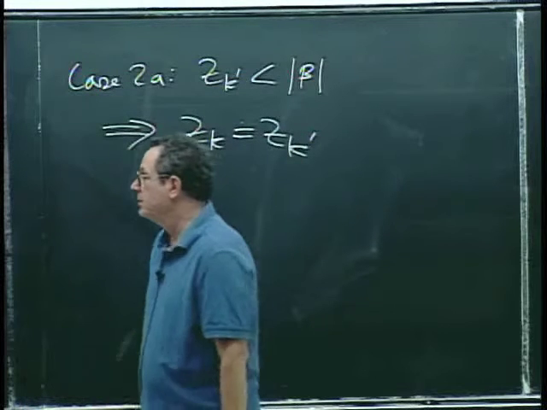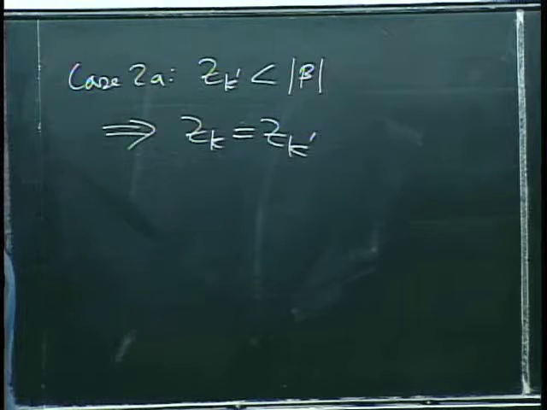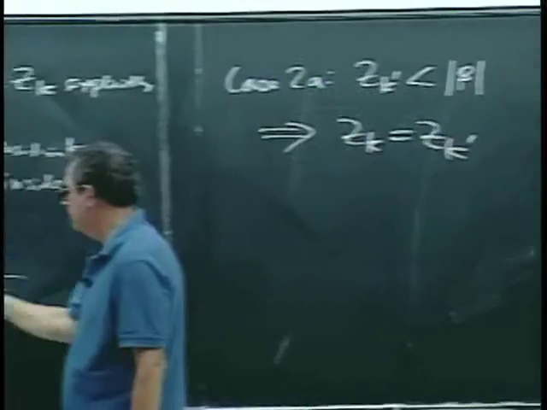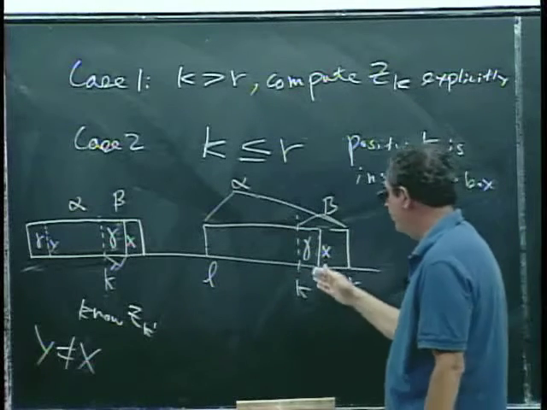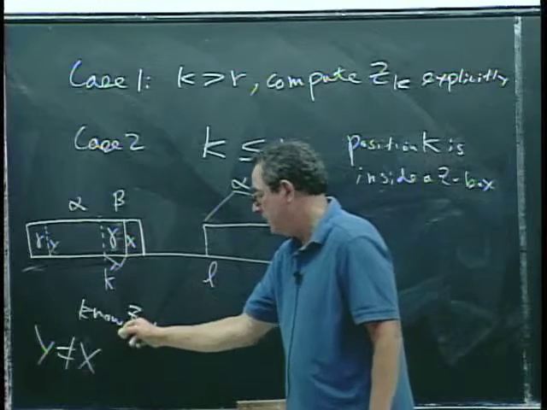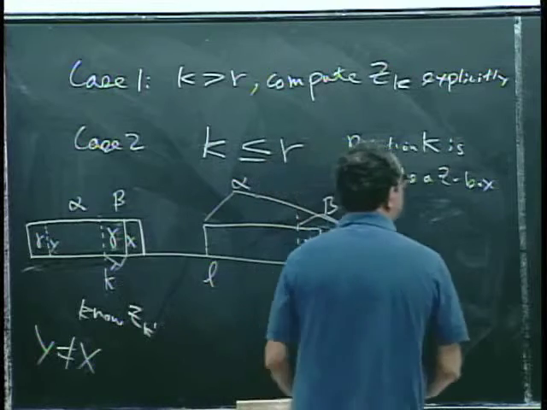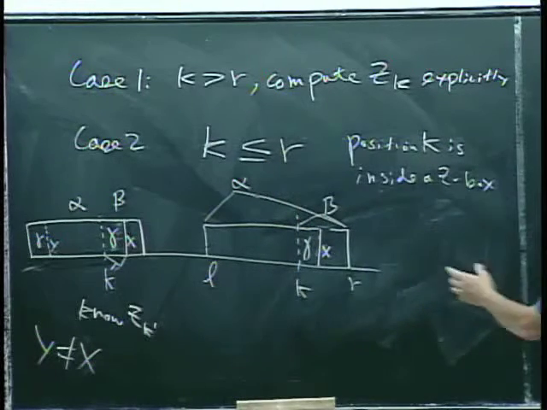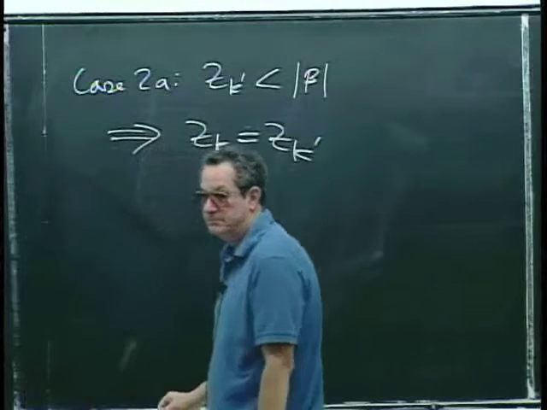Right? So in the algorithm, in the case when k is less than or equal to r, we know what k is. We can use k, r, l, whatever, to figure out what k prime is. We look up zk prime, and if we find that the length of zk prime is less than the length of beta, and we know what beta is, then zk is equal to zk prime.